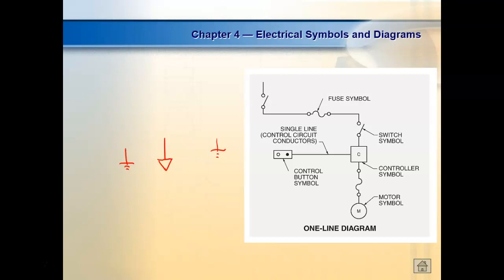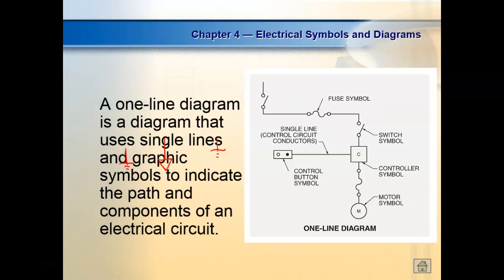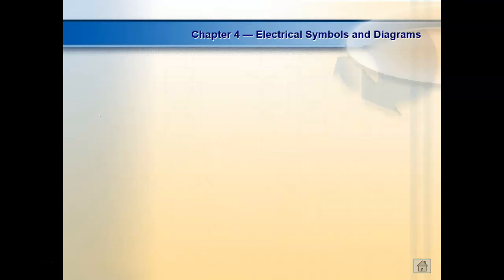So single line diagrams, what do they leave off? They leave off the common because they take for granted you what? You know it's got to be there, yeah. A one-line diagram uses single-line graphic symbols to indicate, and it leaves off the ground, right, or the common.